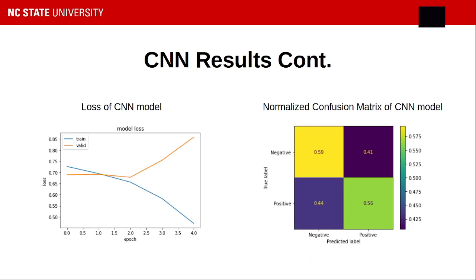In this slide, we present our results for our baseline CNN model. On the left side is the training loss and validation loss of our baseline CNN model. On the right side is the normalized confusion matrix of our CNN model. As we can see from these slides, our model can achieve around 59% accuracy in detecting COVID negative cases and around 56% accuracy in detecting COVID positive cases.